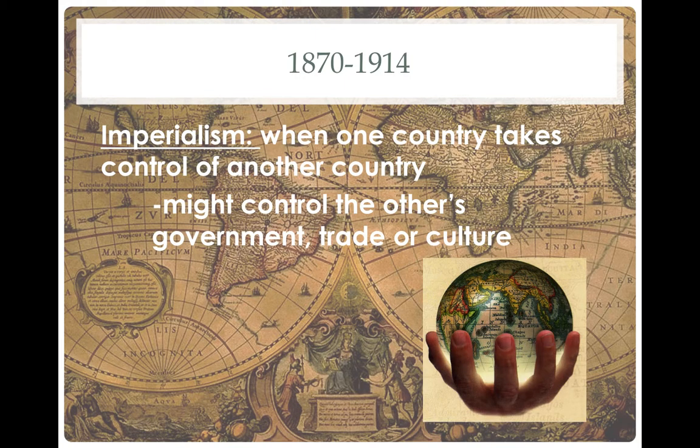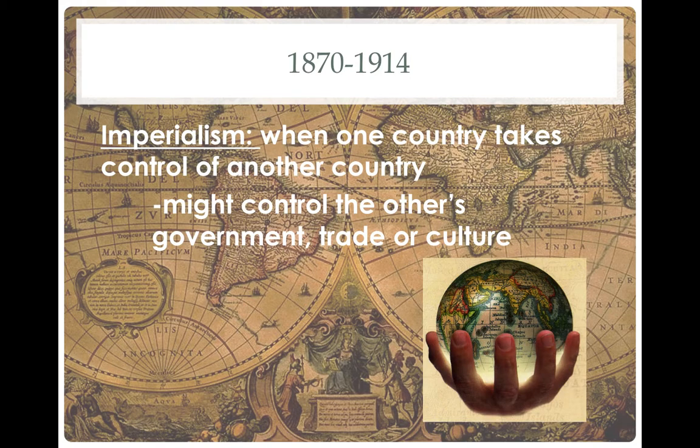Maybe you could guess why we go up till 1914, and that's because there ends up being this world conflict, World War I. So this is all just building and building and building till we get to 1914. That's the magic year that we are working towards. So imperialism, when one country takes over another country. That's it. That's what you need to know. That's the basics of it. So that is a vocabulary word you have to understand.